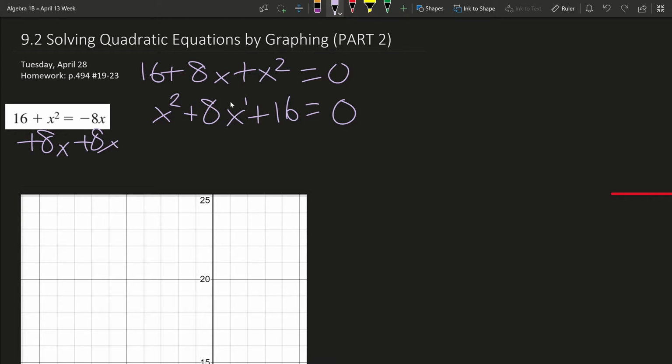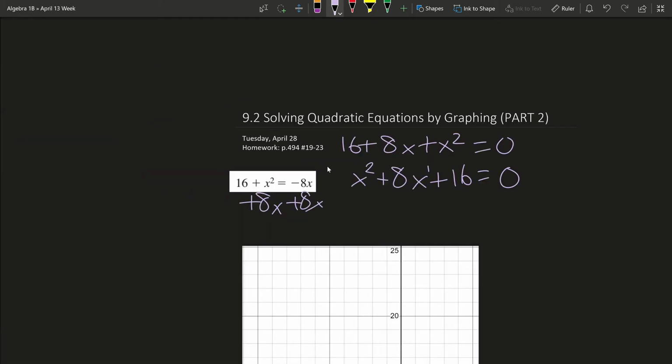Alright, so now that we have our equation, we're going to need to figure out what our zeros are, right? To do that, we need to make y equal to 0, and figure out when y is equal to 0, what is our x equal to? To do that, we're going to do it through graphing.